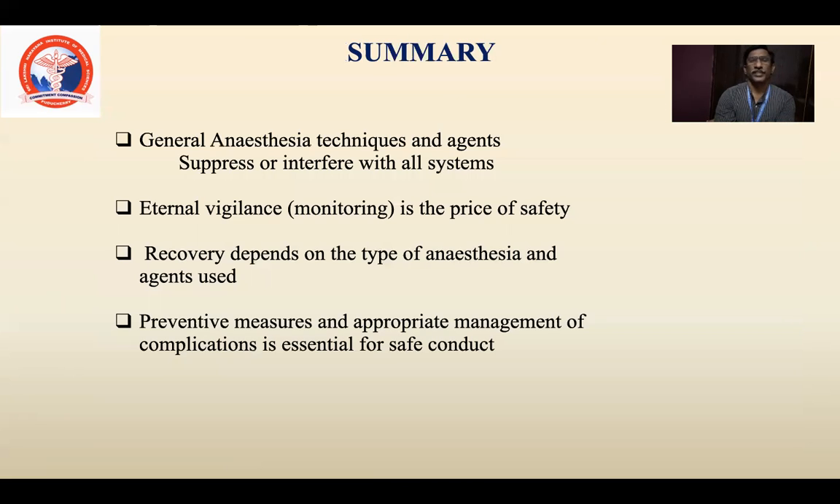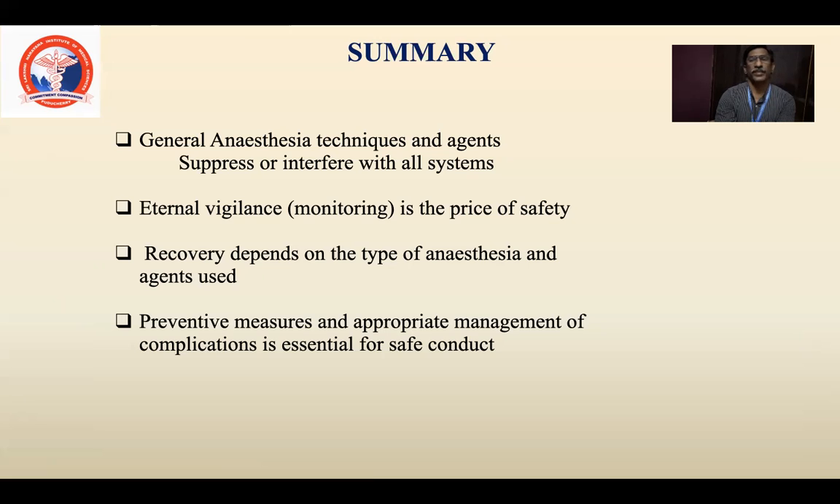So to summarize, general anesthesia techniques and agents, they either suppress or interfere with all systems. Eternal vigilance is the price of safety. So you have to monitor throughout the surgery and after surgery. That is the price of safety. That is the only thing which can save us.